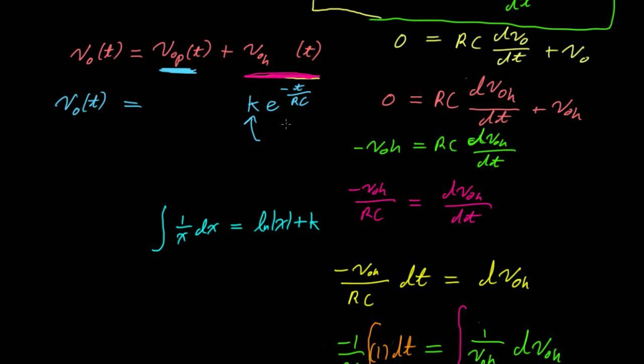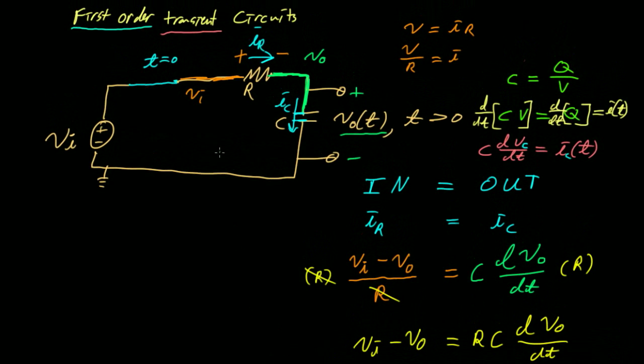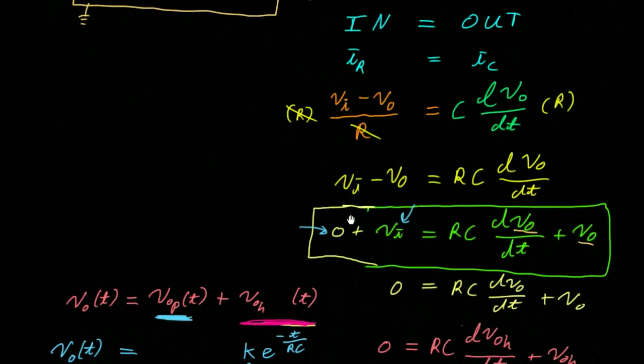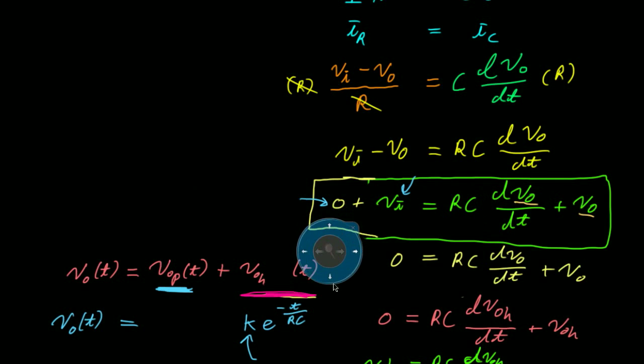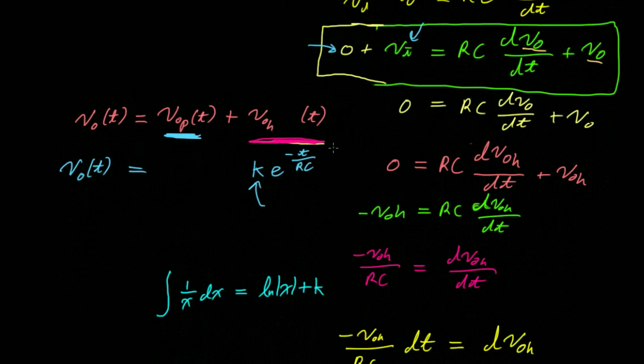Hi and welcome back. Over the past couple of videos, we've been working on solving this first order transient circuit problem with a resistor and a capacitor. In the past couple of videos, we did nodal analysis, got our differential equation, and in the last video, we figured out the homogeneous part of our differential equation.